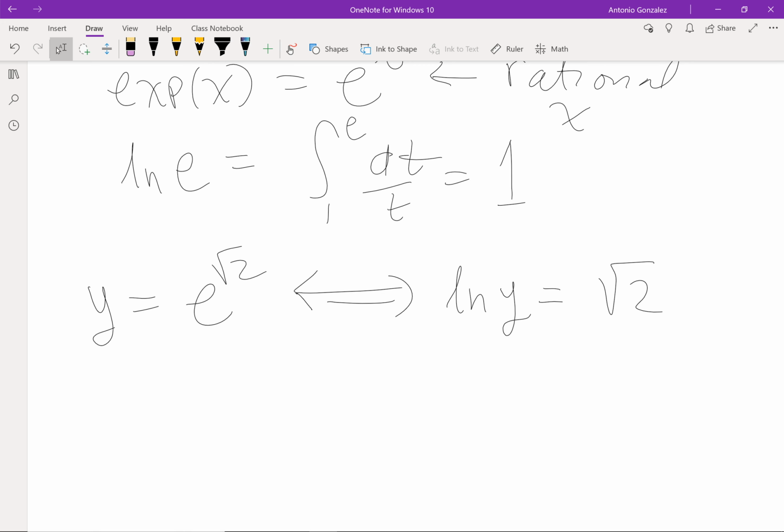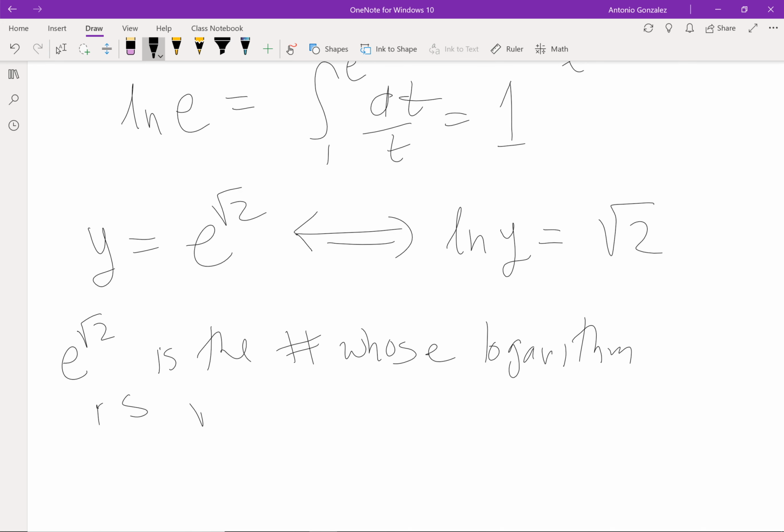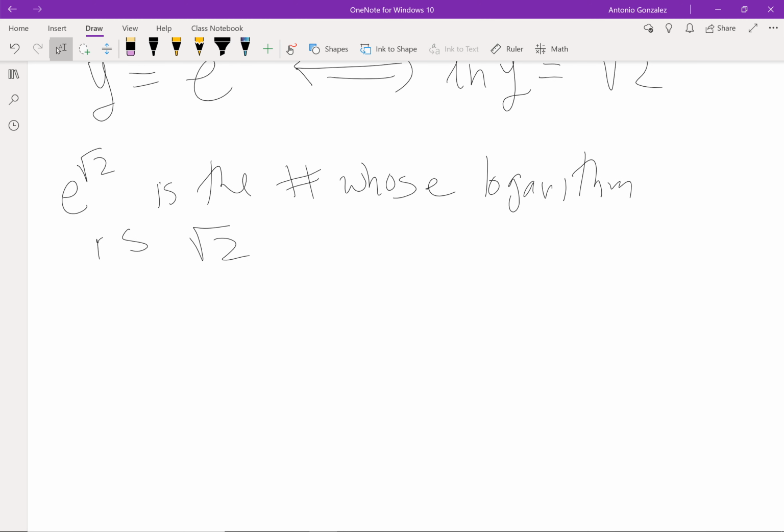A way to think of this is that when we have an irrational exponent, we think of it in terms of a logarithm: e to the root 2 is the number whose logarithm is the square root of 2. That's how you want to interpret irrational exponents, in terms of logarithms.